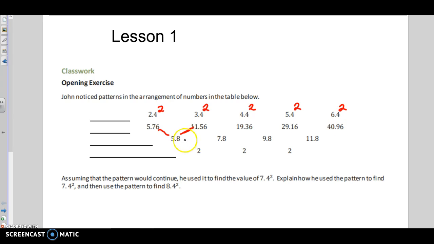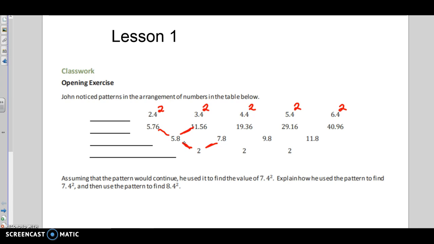And then again, it looks like I can go in between the 5.8 and the 7.8. And that's a little easier to see that I'm getting 2 on a subtraction. 9.8 minus 7.8 is 2. 11.8 minus 9.8 is 2. So I have a pattern that gets me down where I have a constant number.